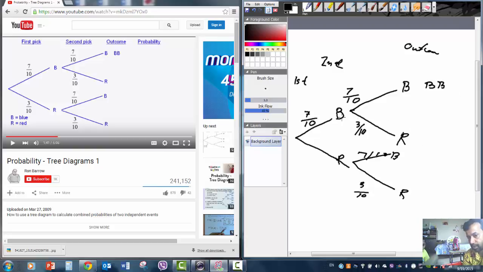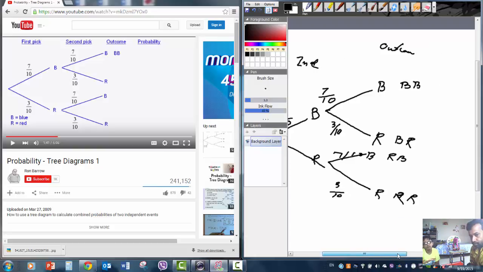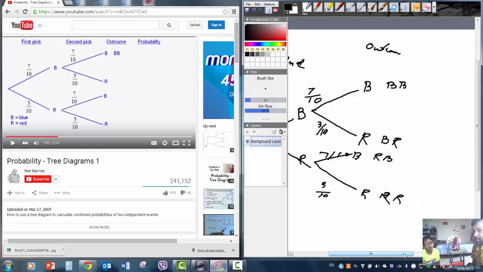Very good. Here, what's going to be the outcome? Blue, red. Because on the first pick there's blue, on the second pick there's red. Blue, red. Here? The difference here is you pick red first. So it's going to be red, blue first. And then here? Red, red. Great. Okay. Now we have the outcome. Now up until here there's really no maths or probability calculation.